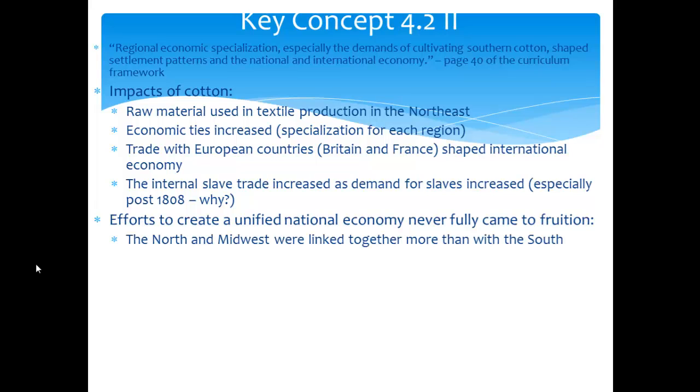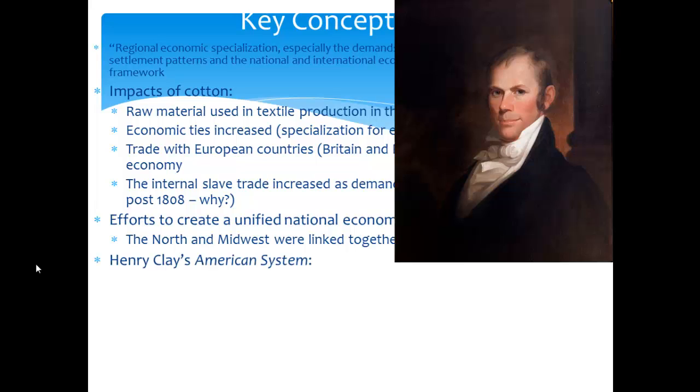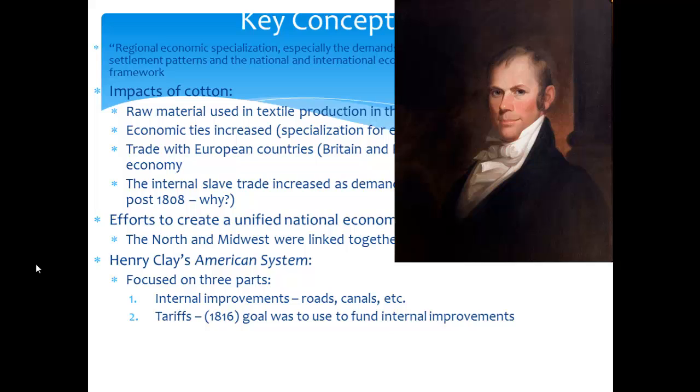The North and the Midwest were linked closely together, more so than was the South. An example of a unified national economic system is my boy Henry Clay and his American System. It focused on three parts. One, internal improvements, and examples of this are roads and canals. Two, tariffs, especially the Tariff of 1816, and the goal was to fund internal improvements with those tariffs, and they were protective tariffs as well to protect American industries.